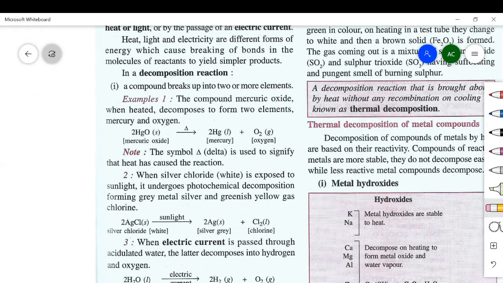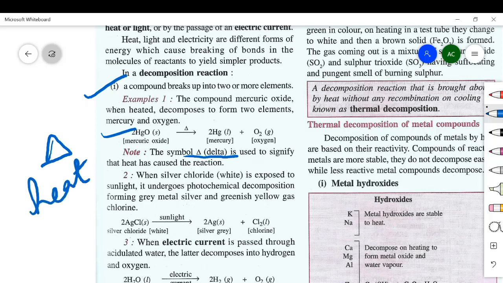Let's see the example. A compound breaking down into two or more elements. A single compound breaking down into two elements. Example is this one. Mercuric oxide is breaking down into mercury and oxygen. Delta symbol, you all know, I have already told you in the class. It is for heat. That means in this reaction, heat is taking part.